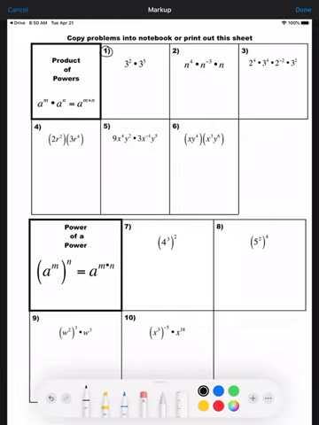Here we're using the power of products, or the product of powers, and if you remember, the rule is if we have the same base of 3, we add the exponents. So this is really the same as 3 to the second plus 5, so the answer will be 3 to the 7th power.